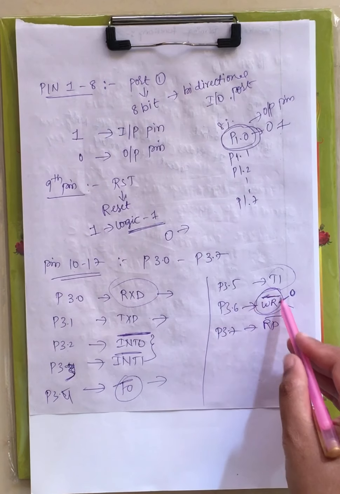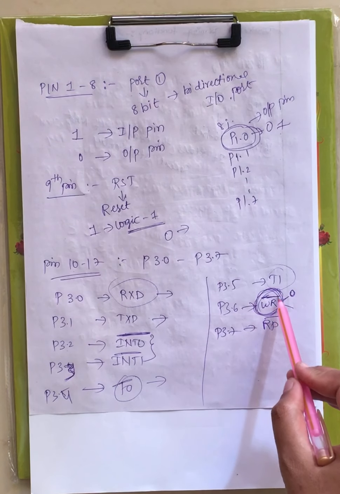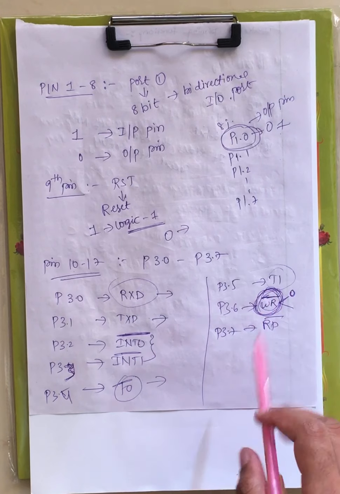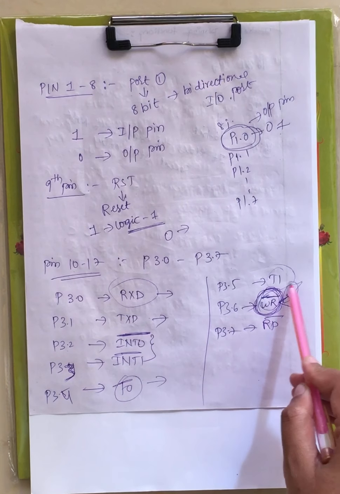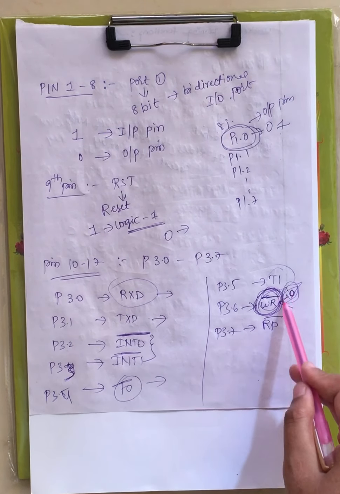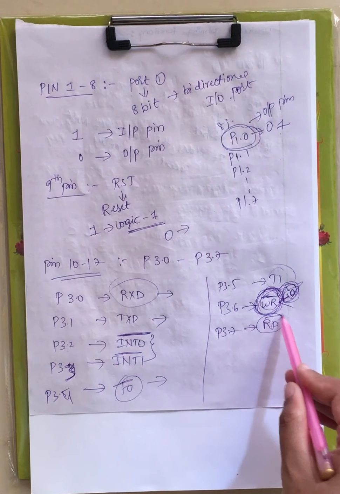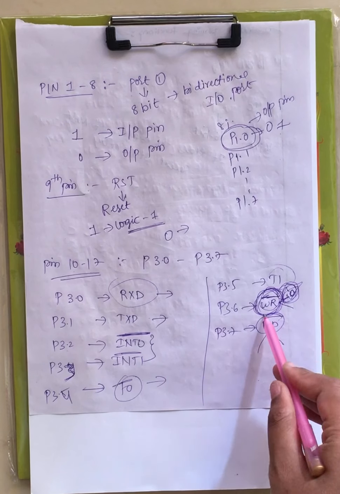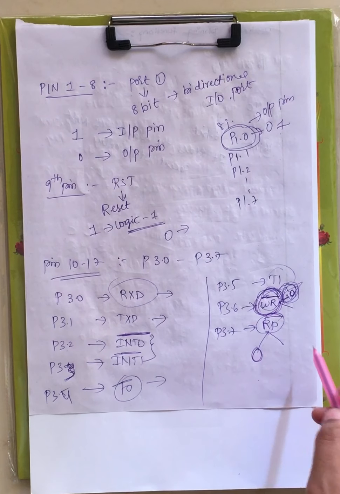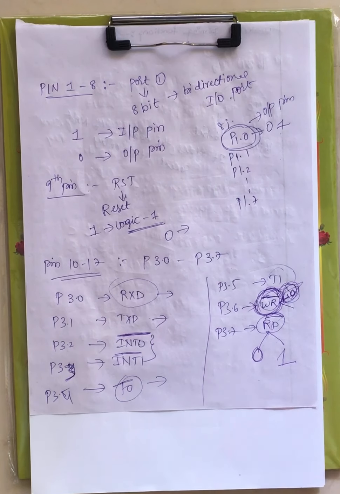Now we have the bar here, WR bar. For logic 0, you can write the data to the external memory. For logic 1, you can't write the data. Next we have the read signal, and here also you have a bar. For logic 0, you can read the data from external memory. For logic 1, you can't read the data from external memory, right?